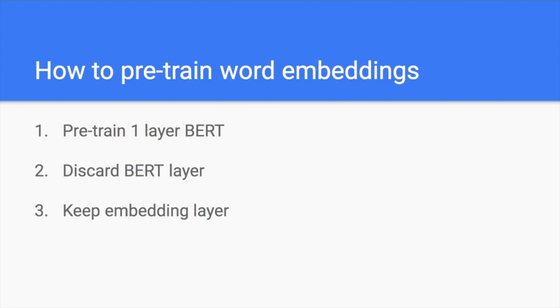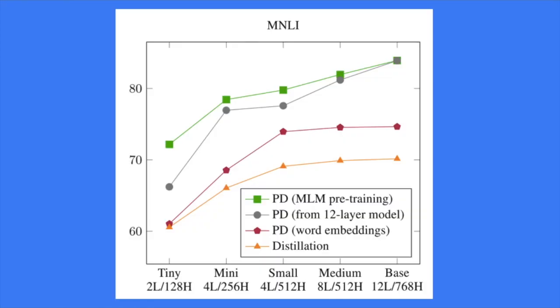They pre-train a one-layer BERT. It's definitely one BERT layer with one word embedding layer. Then after pre-training, they discard the BERT layer and only keep the embedding layer, and use this embedding layer to initialize the word embedding layer in the student transformer architecture. Okay, so quite straightforward, and then we can see the answer for that question is no.